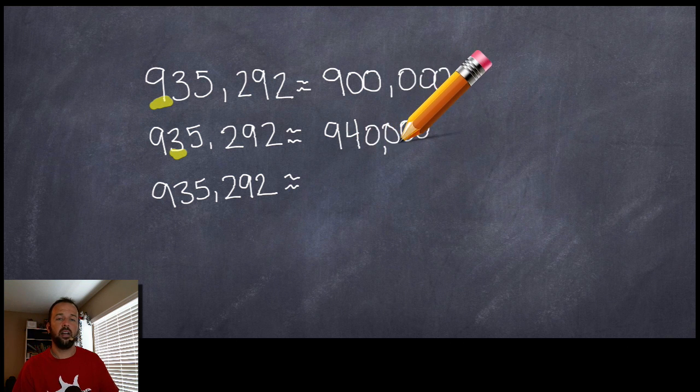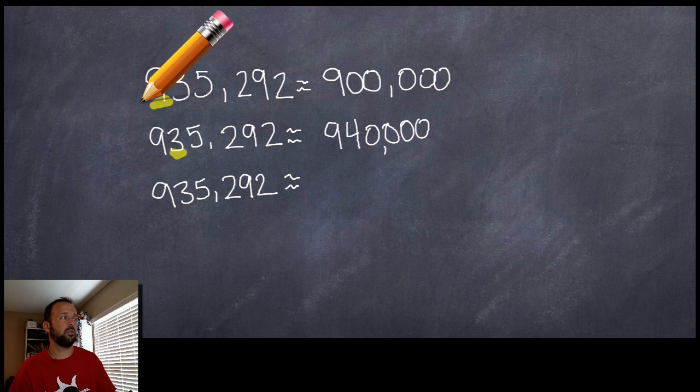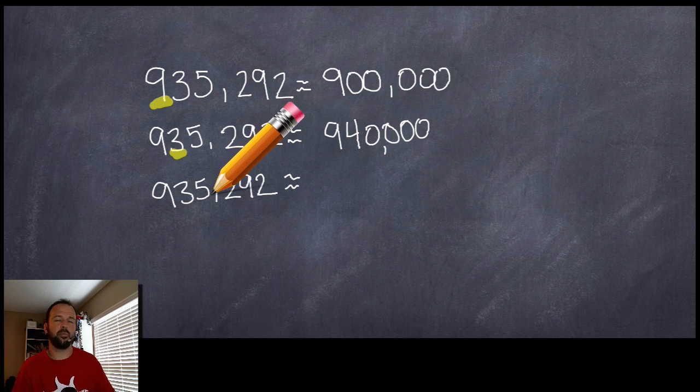Okay, so you can see just rounding to a different place value kind of changed our numbers a little bit. We went from 900,000 in our first one, rounding to the 100,000s place, to 940,000 when we rounded to the 10,000s place. So now let's take a look and round to the thousands place. I want you guys to do this on your own, and then we'll check back in together.